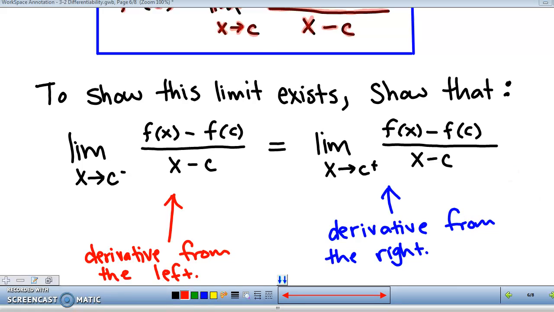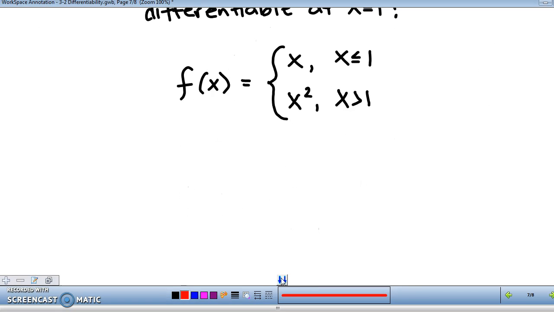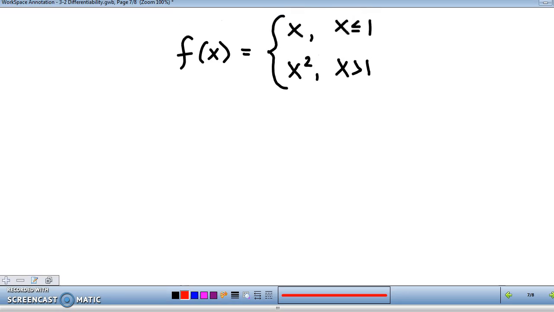So let's look at an example. Find the derivatives from the left and from the right at x equals 1 if they exist. Is the function differentiable at x equals 1? Here we have a piecewise function: x when x is less than or equal to 1, and x squared when x is greater than 1. Like the alternate form of the derivative states, we have to show that the derivative from the left is equal to the derivative from the right.